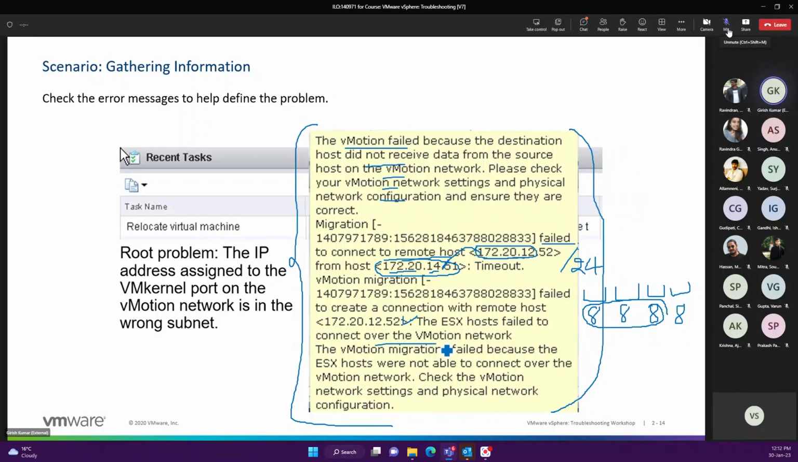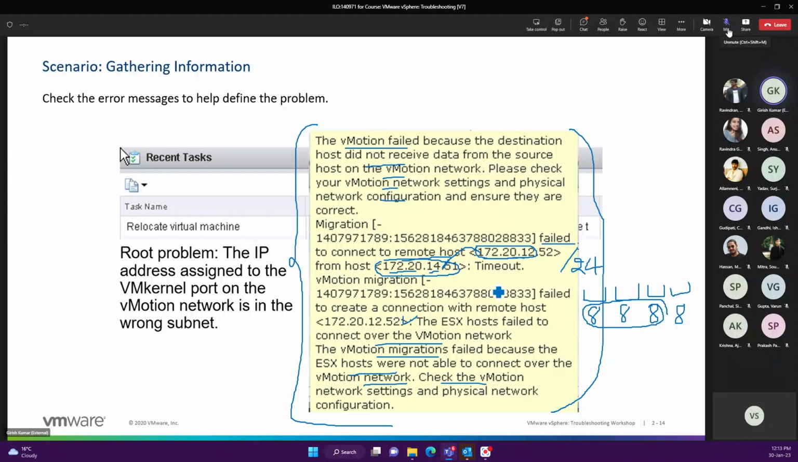ESXi host failed to connect over the vMotion network. vMotion migration failed because the ESXi host was not able to connect over the vMotion network. Check. You should know all the prerequisites of vMotion. And immediately you can access both the ESXi destination VM kernel network, edit and change this.